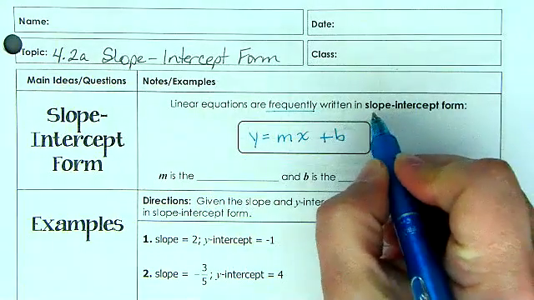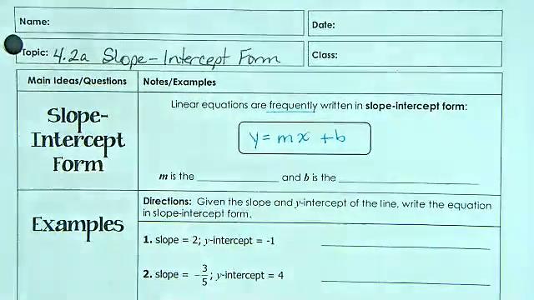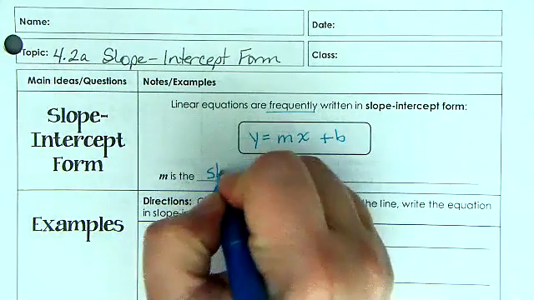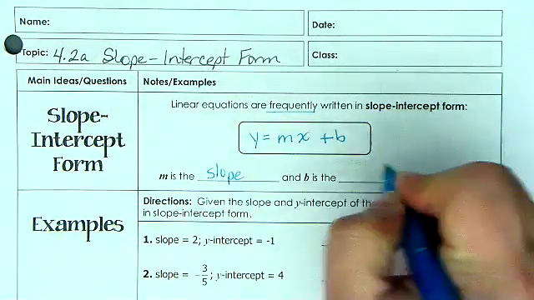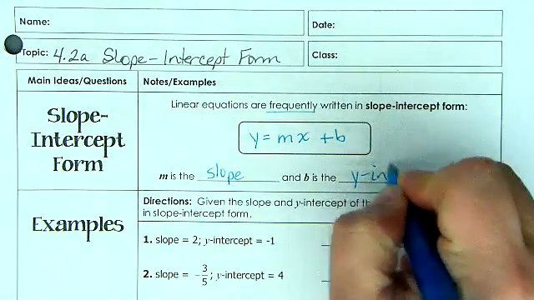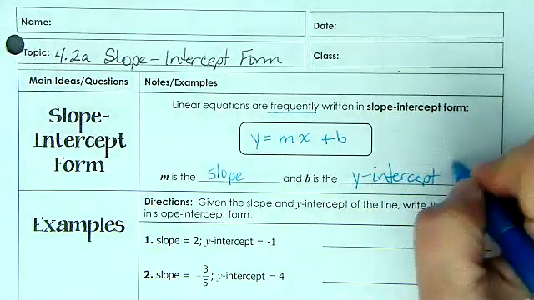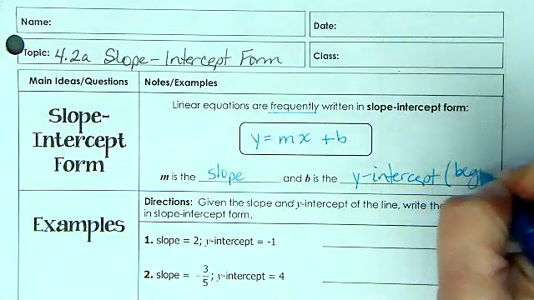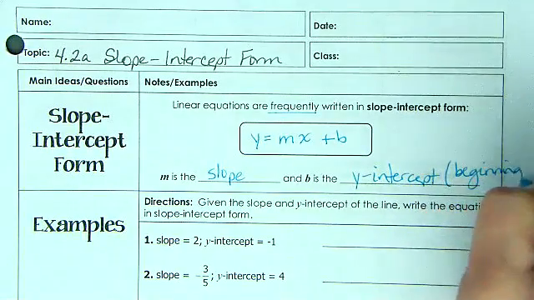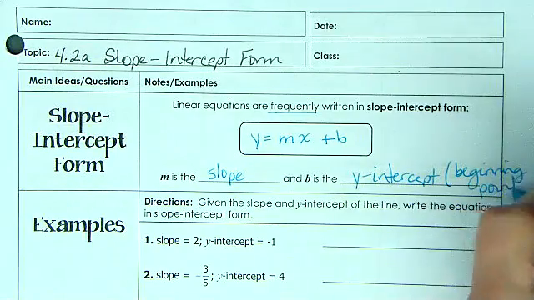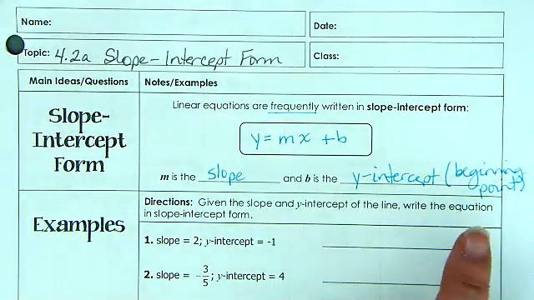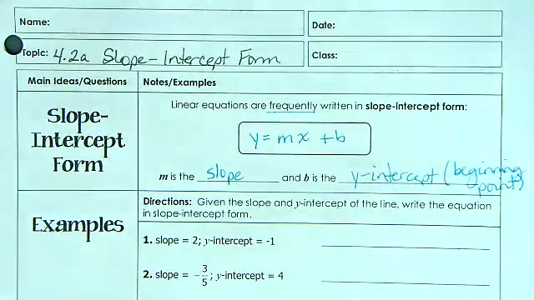And the name, slope-intercept, helps you because the m is always your slope and the b is your y-intercept, or what I affectionately refer to as the beginning point. You always plot this point first when you are graphing, if you're going from the equation to a graph.